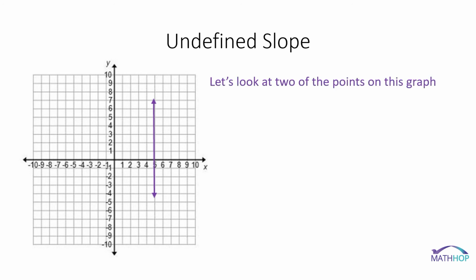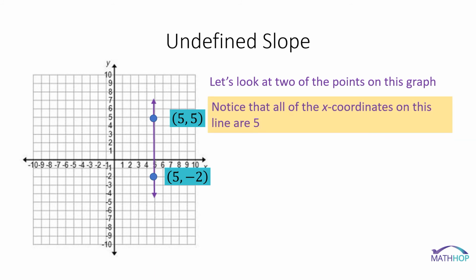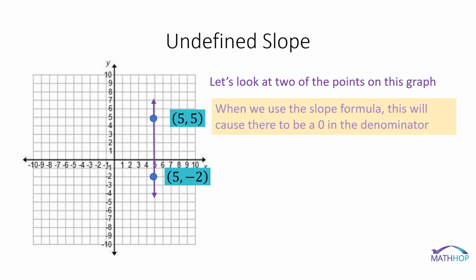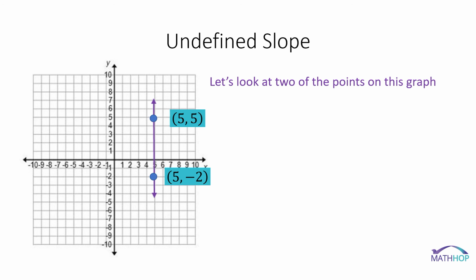So let's look at 2 points on this graph. Any 2 points. I'm going to pick 5, 5 and 5, negative 2. All right, notice that no matter which points I picked, all of the x coordinates are the same. They're on this vertical line of x equals 5, right? This would be 5, 2, this would be 5, 1, this would be 5, 0. The x coordinate is going to be 5 no matter which point I pick. So, when we use the slope formula, something really bad is going to happen. This means there will be a 0 in the denominator. Think about this. If we have change in y over change in x, we are going to have 5 minus negative 2 over 5 minus 5.